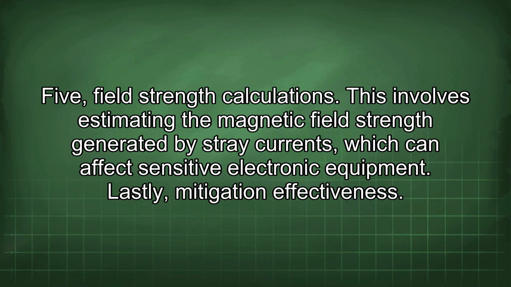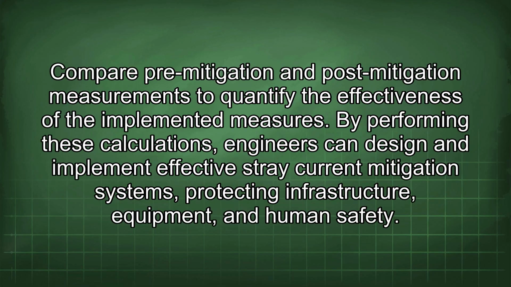5. Field strength calculations. This involves estimating the magnetic field strength generated by stray currents, which can affect sensitive electronic equipment. Lastly, mitigation effectiveness. Compare pre-mitigation and post-mitigation measurements to quantify the effectiveness of the implemented measures.